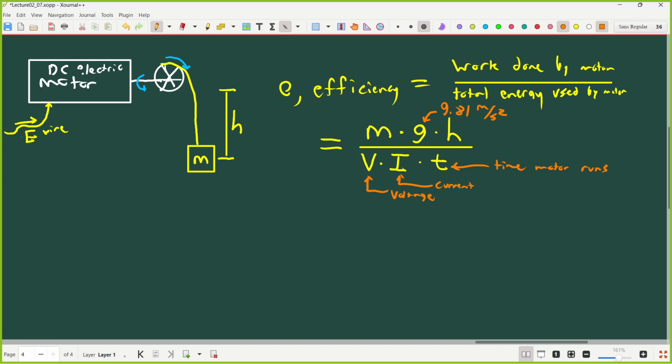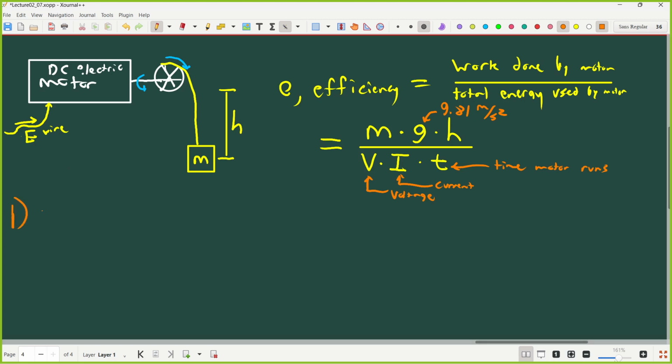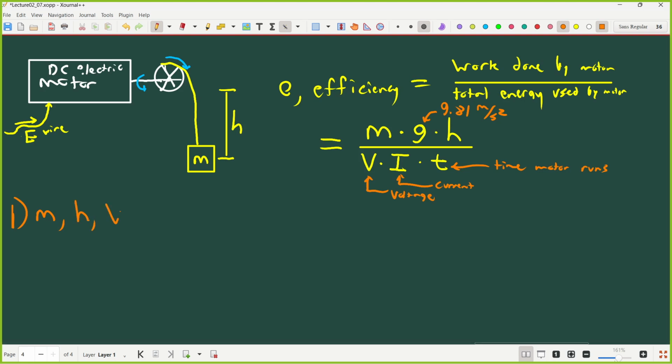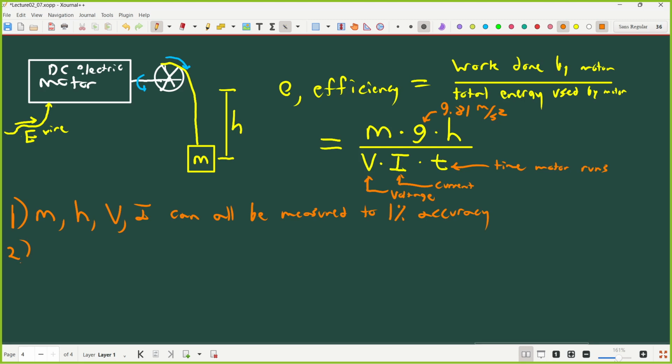Okay, so I'm just going to do the suppositions of this problem, okay? So let's just say first, which is very general, that M, H, V, and I can all be measured to 1% accuracy. Okay? And let's say that time is 5% accurate.